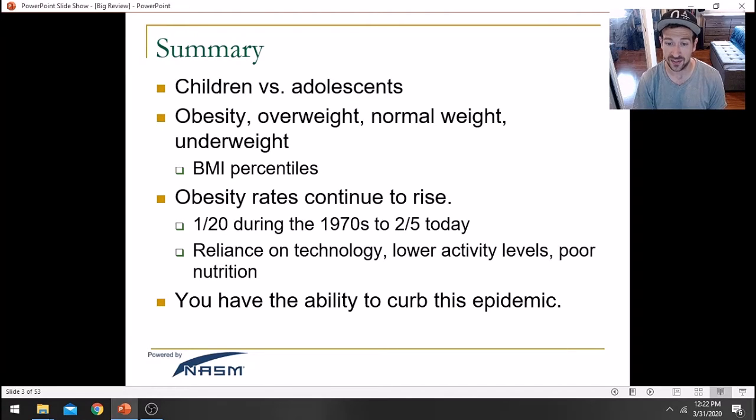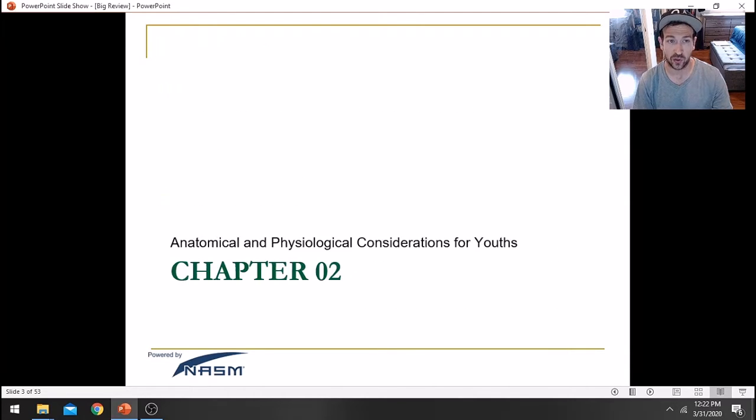considered obese. So we know that obesity is on the rise, and that's likely due to increased meals away from home, lower activity levels, and increased reliance on technology. And so we want to work to curb that.